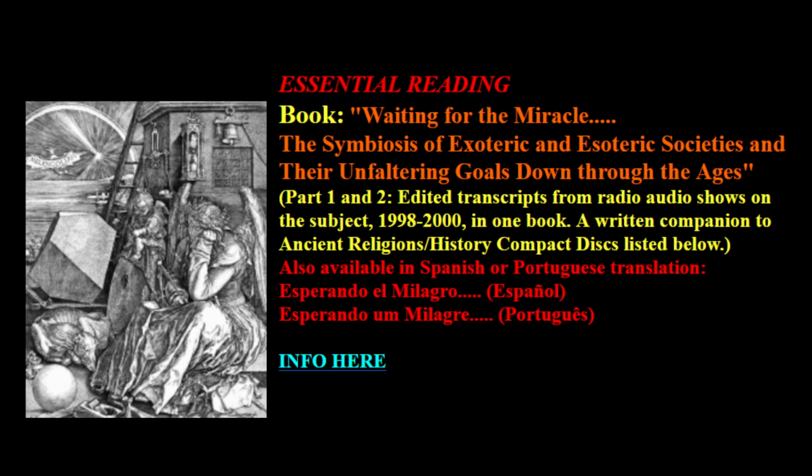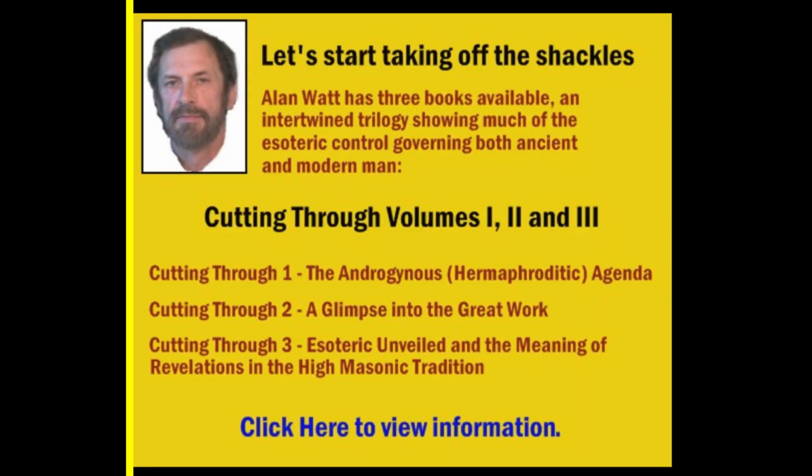So that's those books. And then the Cutting Through volumes 1, 2, and 3. The first volume is the Androgynous Hermaphroditic Agenda, to which when I first came on Alan's work, I said, huh? And so that's how far we've gotten. He wrote that in 1999. So he was definitely, he could see that coming. And then volume 2 is called A Glimpse into the Great Work. That was also 1999. And volume 3 is Esoteric Unveiled and the Meaning of Revelations in the High Masonic Tradition from 2003. So those are available individually, or they're spiral bound together as one set.